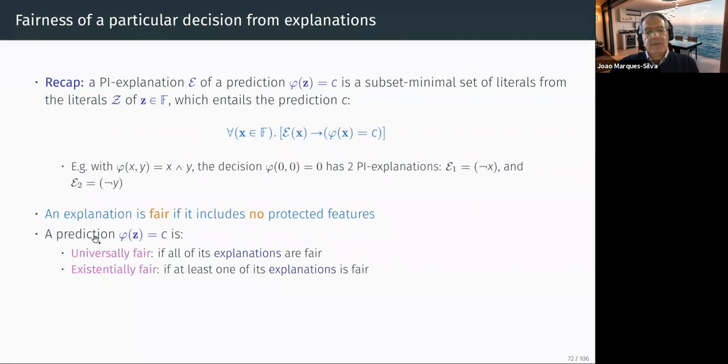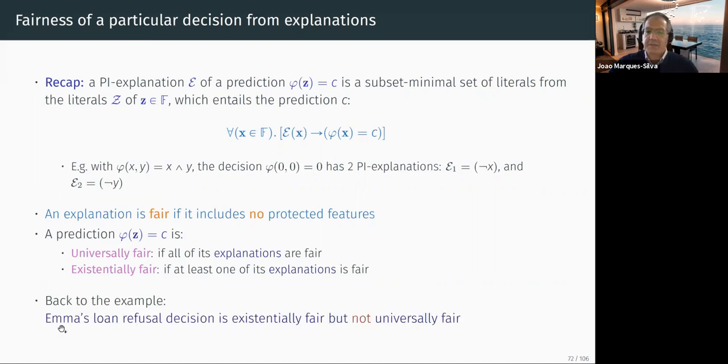So a prediction for some input, some class, we say it's universally fair if all of the explanations are fair. Okay, so any explanation that I can compute is fair. And it is existentially fair if at least one of the explanations is fair. So why is this interesting? Because in the case of Emma's, the decision is existentially fair because it is fair in one example, but it's not universally fair because, as Emma points out, she could have been refused because she's a woman.